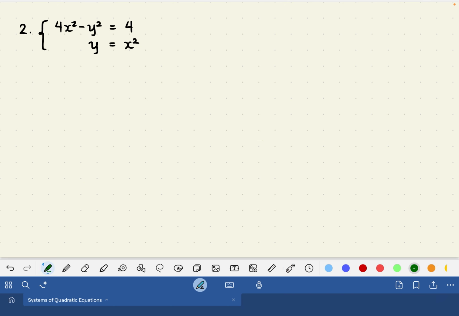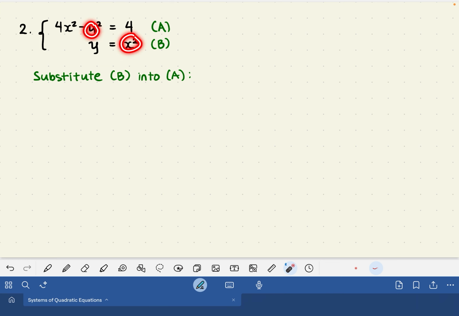For this one, since we have already used the elimination method, this time let us try using the substitution method. I prefer to use the substitution method since one of the variables is already written explicitly in terms of the other. Like the first one, let us name these two equations. By the substitution method, let us substitute equation B into equation A. We'll just replace all the y's here with x squared.